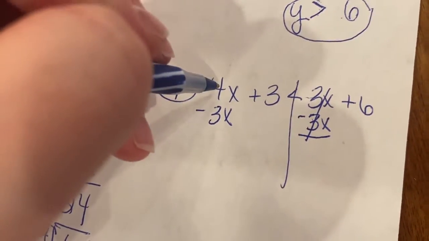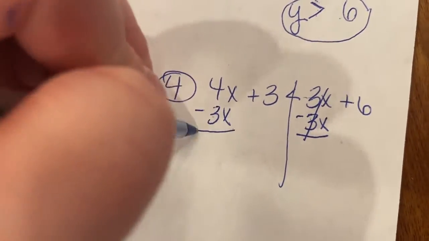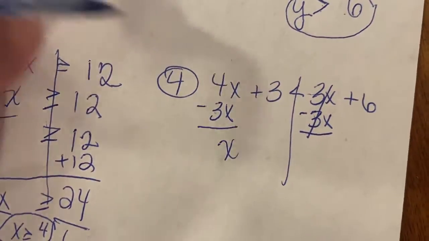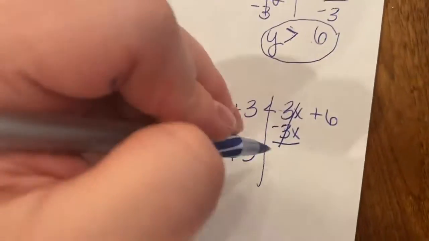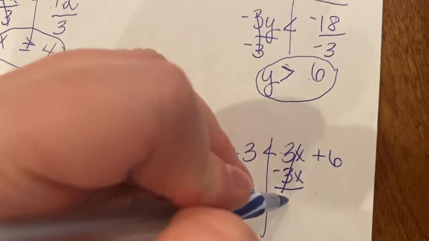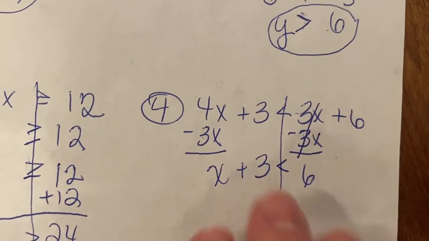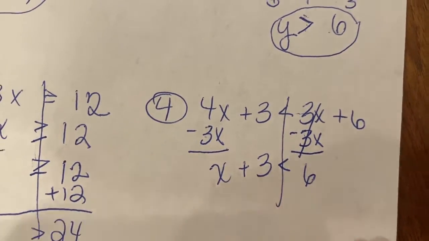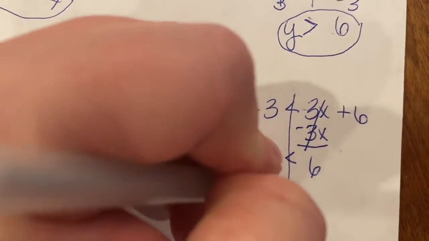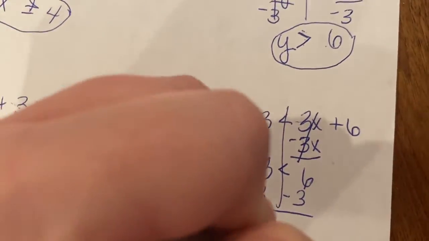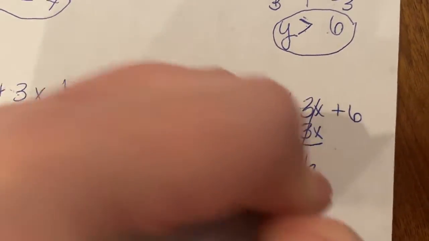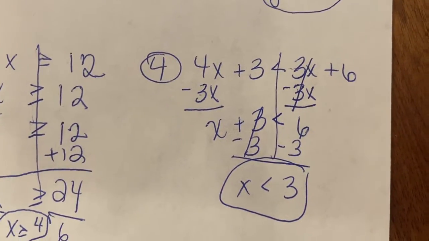So if I subtract 3x, I'm going to subtract on both sides. 4x minus 3x is 1x, or x. Bring down the plus 3. We haven't done anything with that. Bring down the less than symbol and bring down the 6. So now this is a real simple one-step problem. X plus 3 is less than 6. I'm going to subtract 3 to get the x alone, and I get x is less than 3 for the final answer.